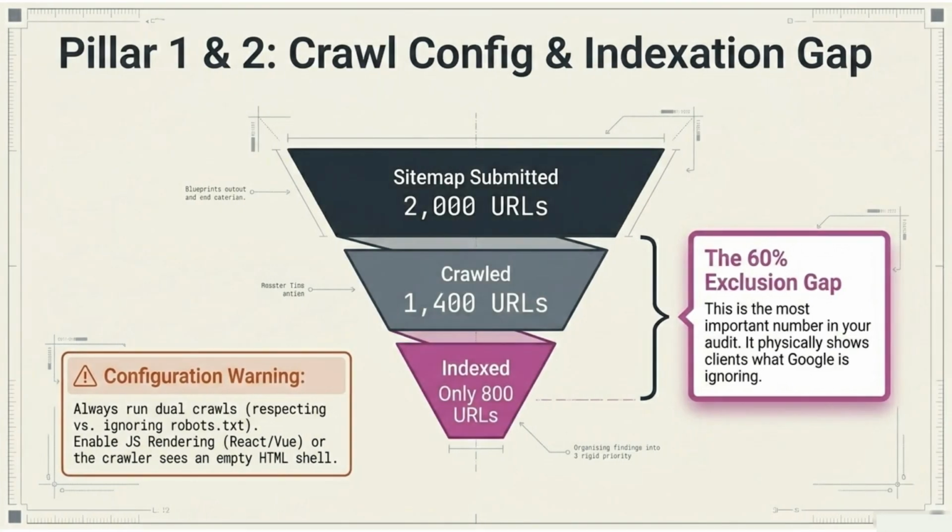Pillars 1 and 2 focus on crawl config and the indexation gap. A key number is the exclusion gap, which shows clients what Google is ignoring. A configuration warning is given: always run dual crawls and enable JS rendering.